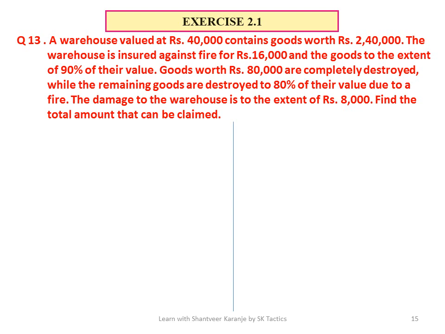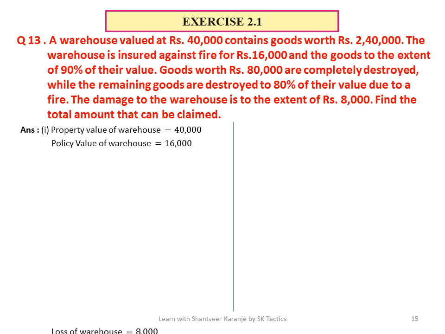I go with the first warehouse. So property value of warehouse is 40,000. I just pick up the values of only the warehouse. Policy value of warehouse is 16,000. I only look for the warehouse amounts.